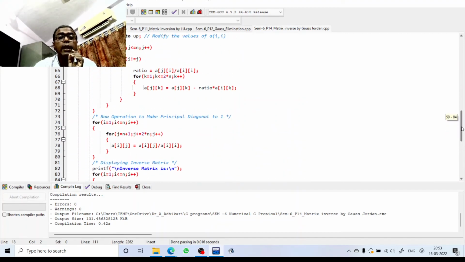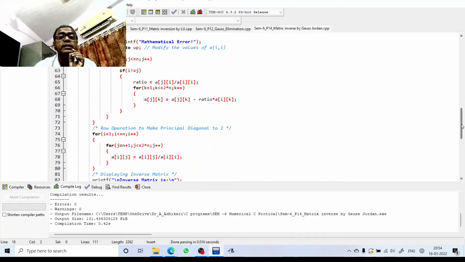Clear? And this is the actual logic in this step. For j equal to 1, j less than or equal to n, j plus plus, if i not equal to j, ratio equal to a j i by a i i, and for k equal to 1, k less than or equal to 2 star n, k plus plus, a j k equal to a j k minus ratio into a i k. Actually, this is the elementary row operation.